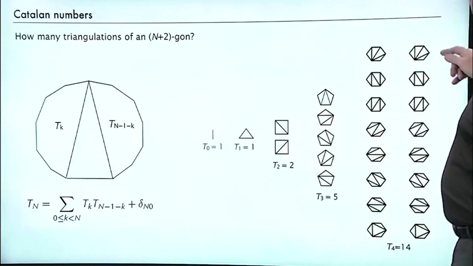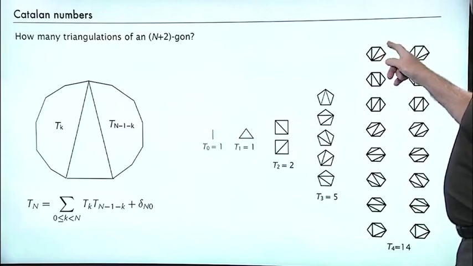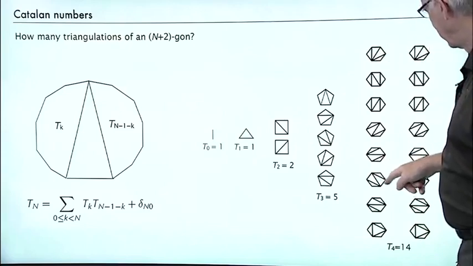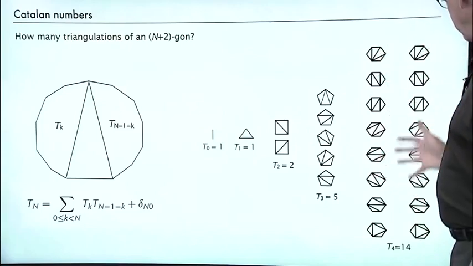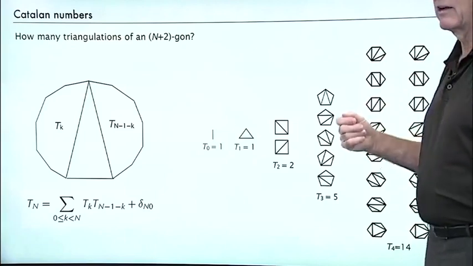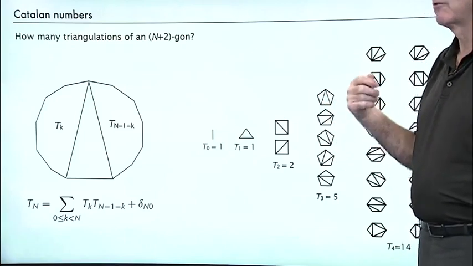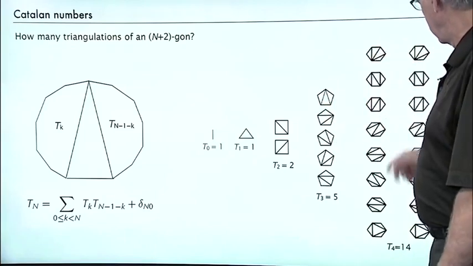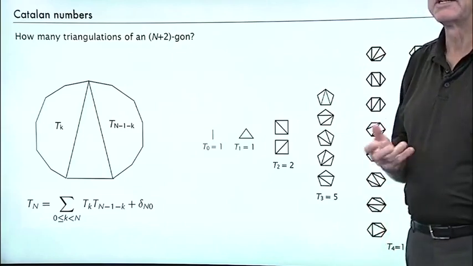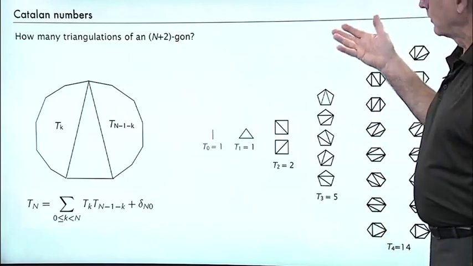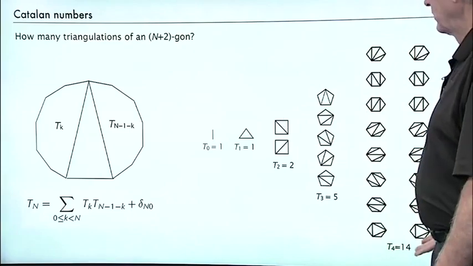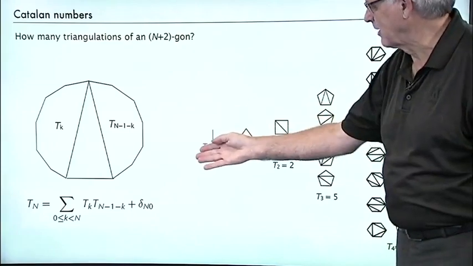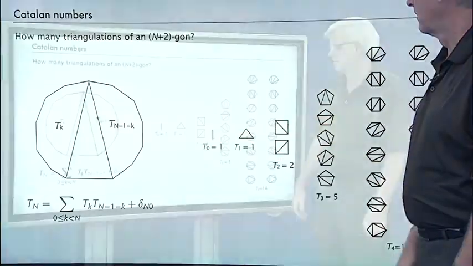But if it's a hexagon, there's lots of possibilities. You can do 3 like that, or you can do these N shapes. There's lots of possibilities. And actually, it turns out that the number of triangulations of a hexagon is 14. So that's a number sequence that is described by this recurrence relation over here.